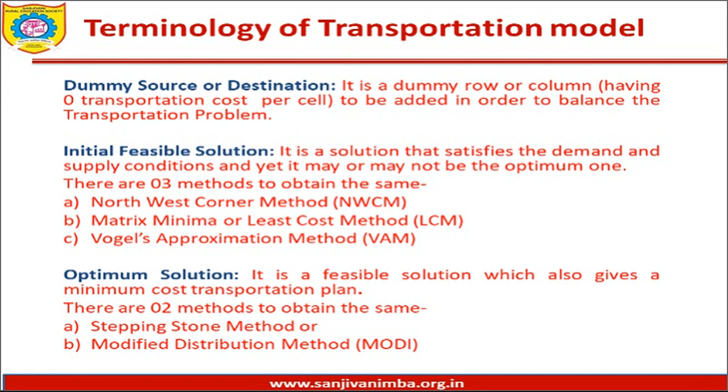Okay, now moving further, initial feasible solution. An initial feasible solution in the case of a transportation table is a solution that satisfies the demand and supply conditions, and yet it may or may not be the optimum one. Okay, so an initial feasible solution is actually satisfying your demand and supply condition, but that may not be the minimum possible cost. I will give you an example.